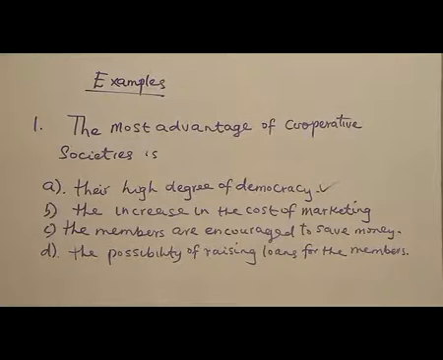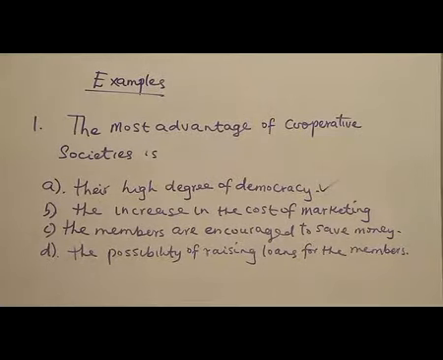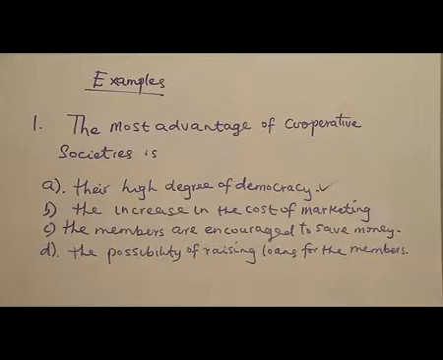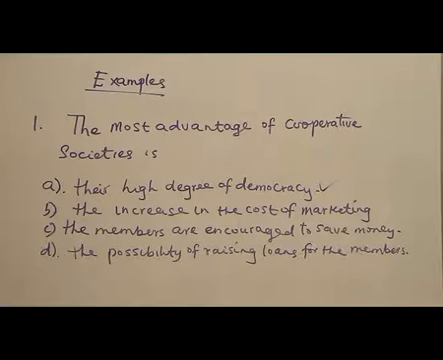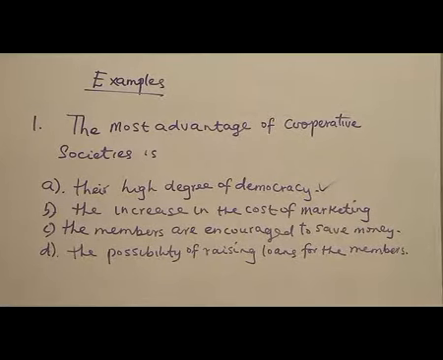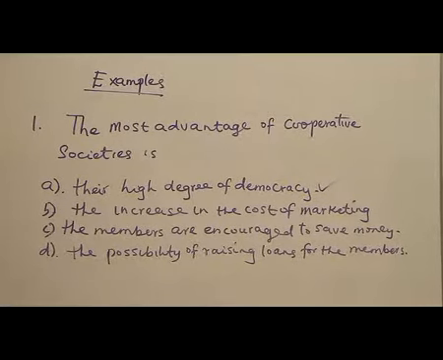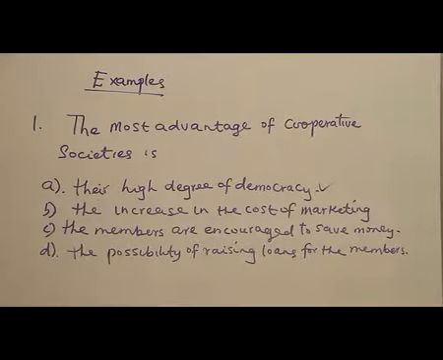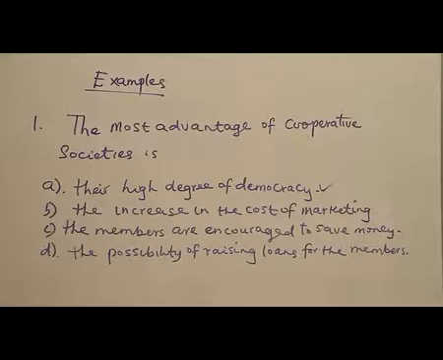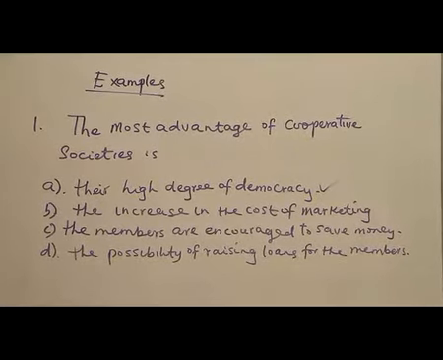So A will be preferable to other options because in cooperative society, the element of democracy is applied, unlike other types of business organization we have described. Proprietorship and partnership are based on your capital. Limited company is based on your capital. Then public enterprise, we are not talking about a private individual here, but about government in charge. So the right answer will be A due to that.